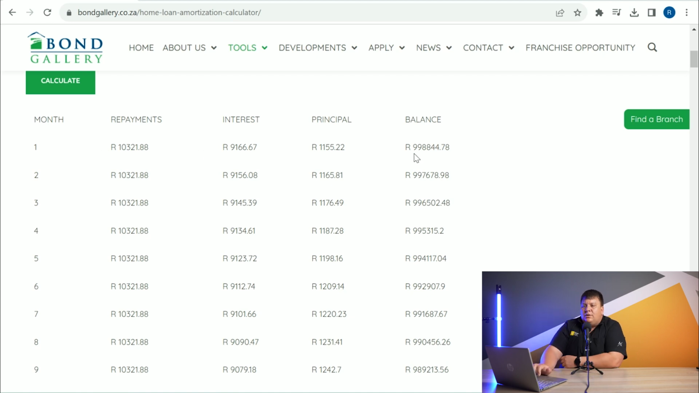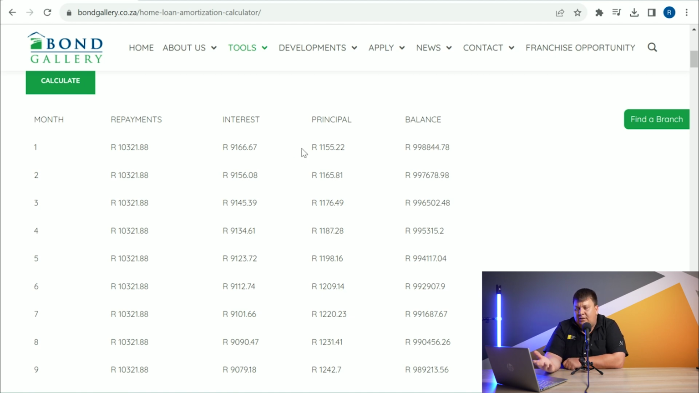If you have a look at it to understand, the first column, you've got the number of months. The second column, you've got the actual repayment. The third column, how much of that repayment goes towards interest. The fourth column shows how much of that repayment goes towards your capital balance. And then finally, you've got the outstanding loan amount on the far right-hand side.